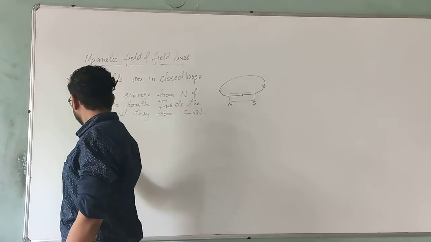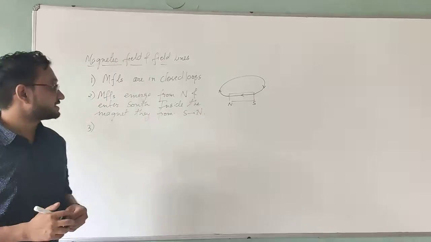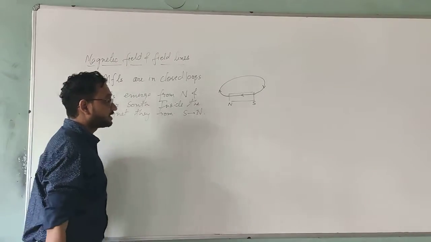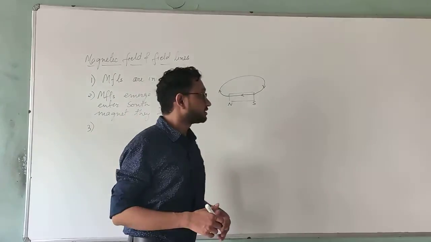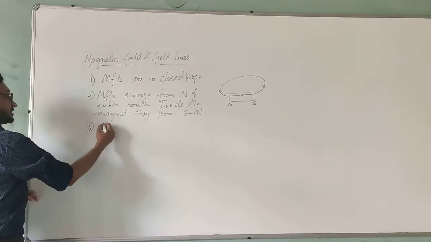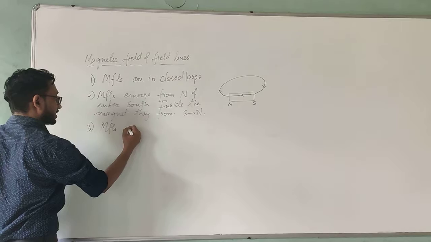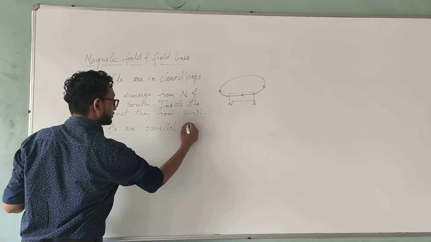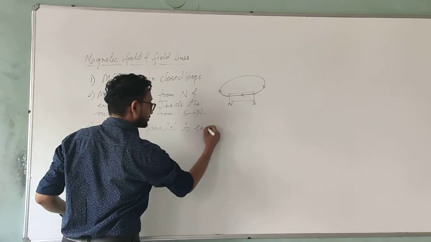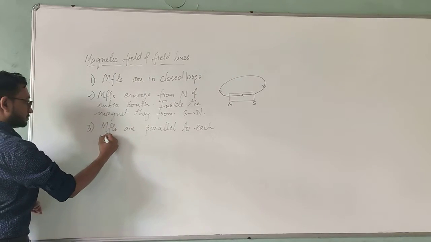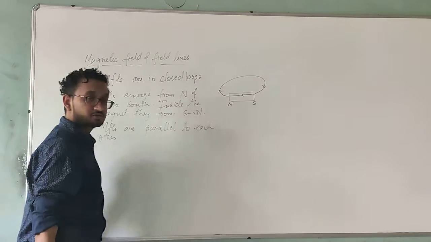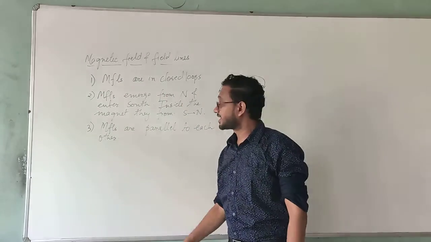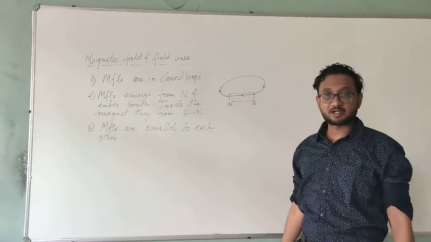Similarly, the third point states that magnetic field lines are parallel to each other. Parallel to each other inside the magnet, of course.